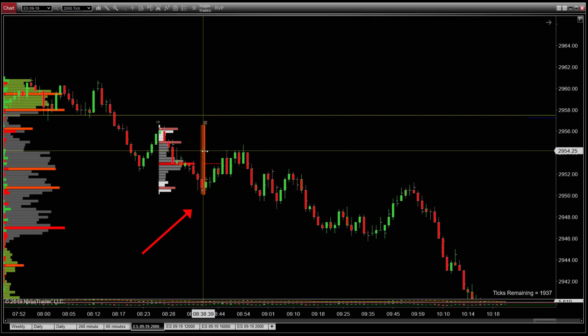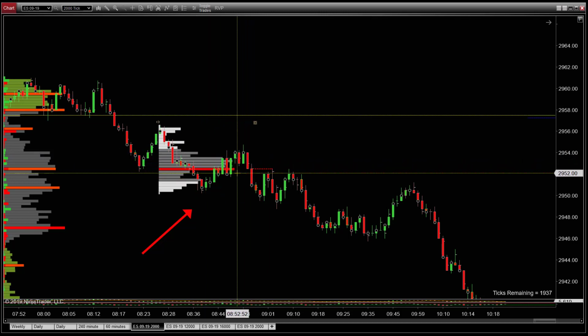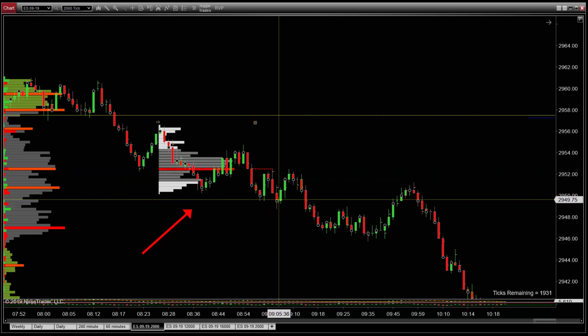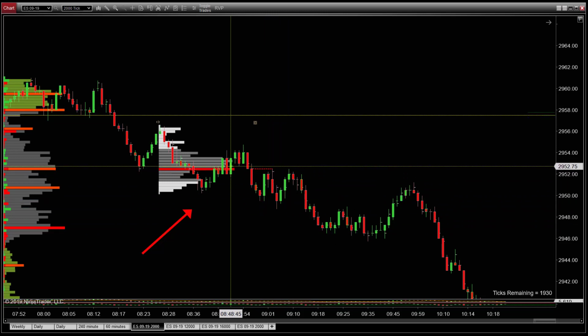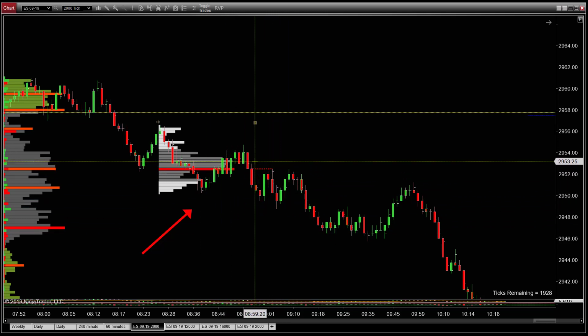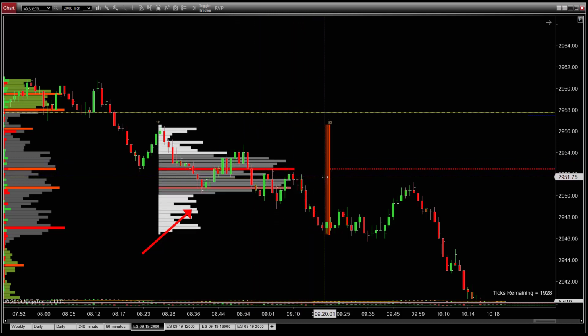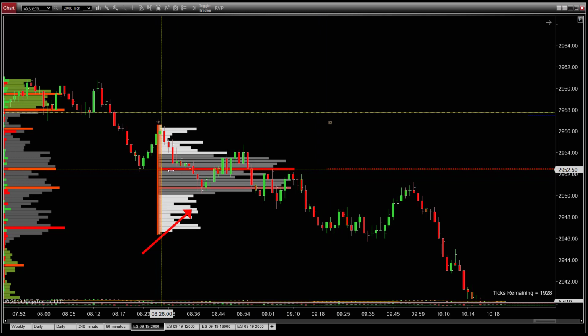So we're just profiling here. You can definitely see high volume right there. Comes back up, hits it, sells off again, does it again right there. Let's pull it across a little bit more and see if anything changes.